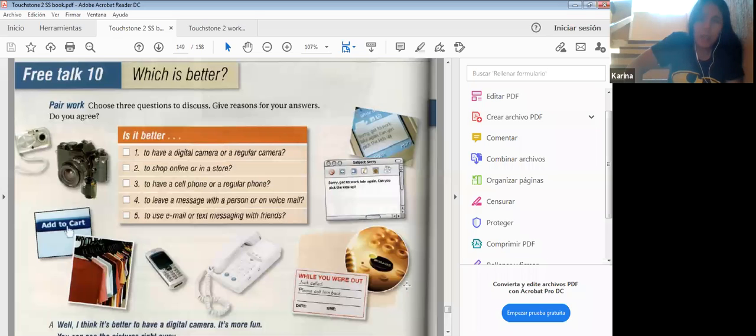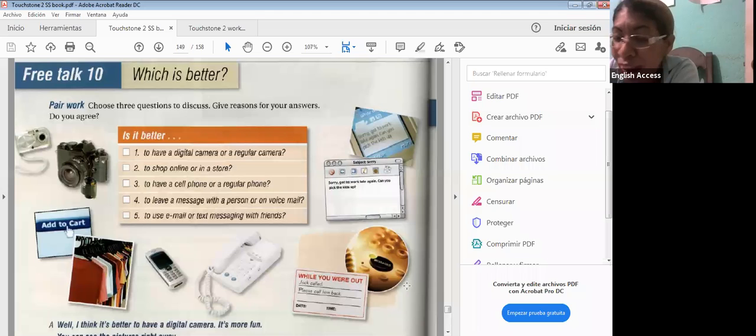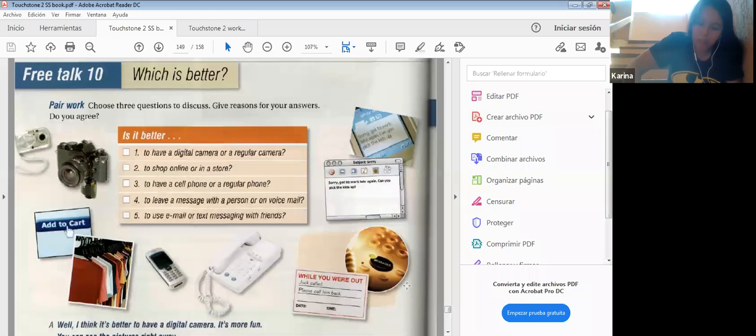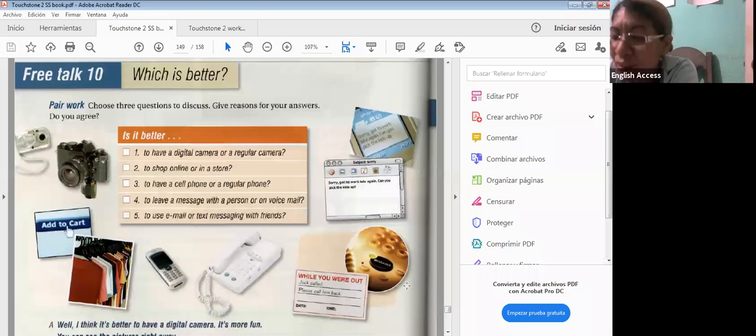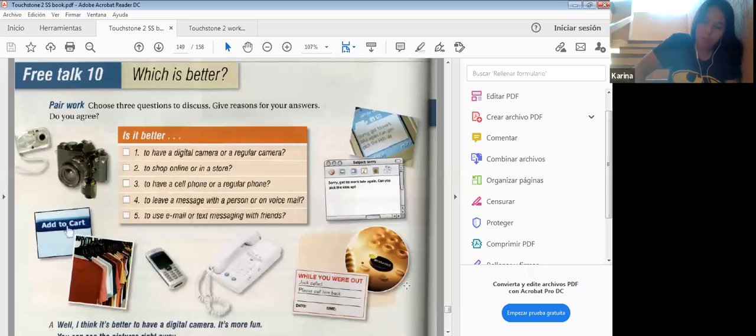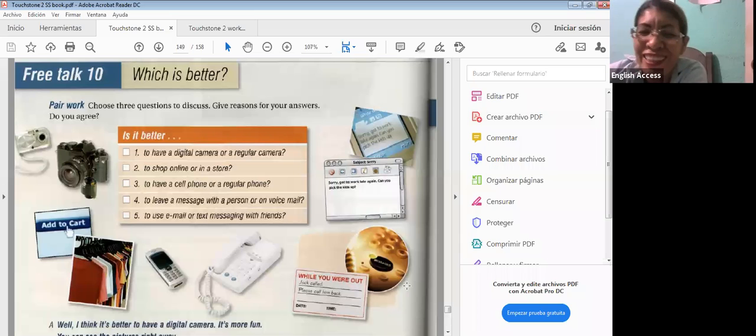Question number 3. The cell phone, because it's easier, it's modern. And actually, all people have one. Okay, that's good.